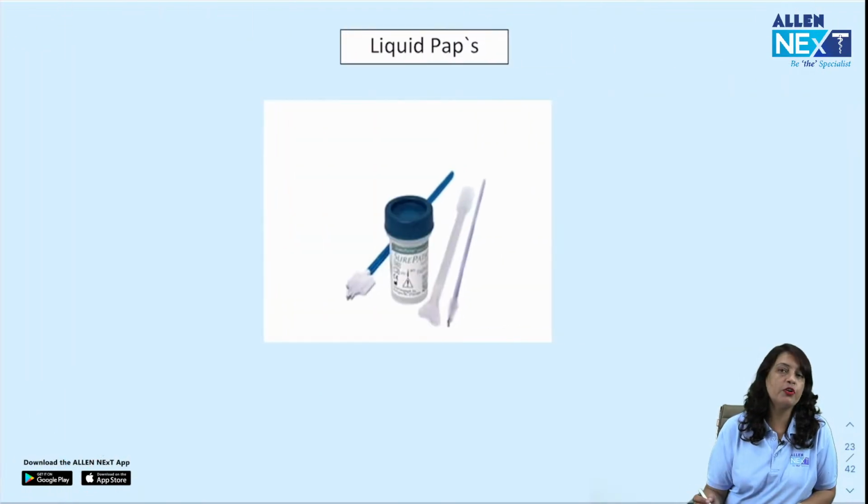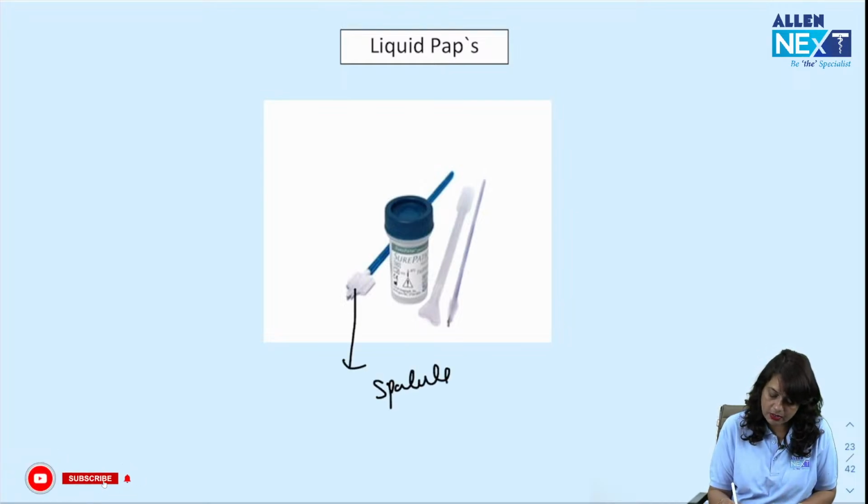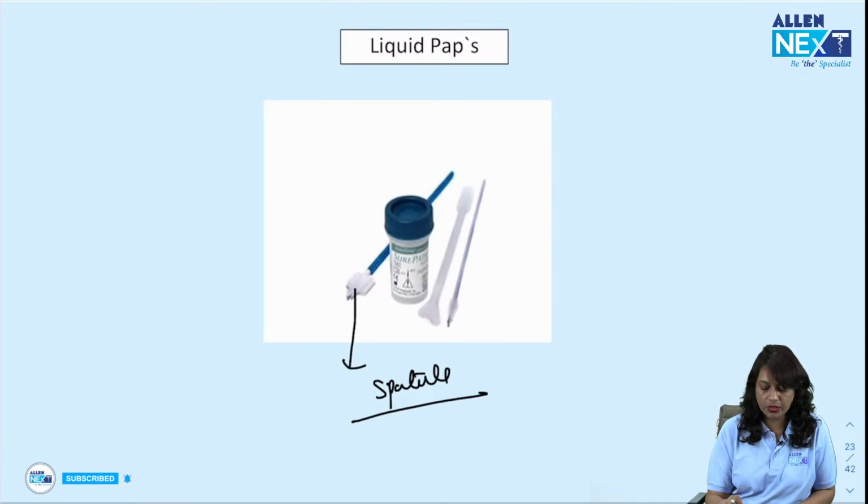Now this is liquid based cytology, where we use this spatula to take the smear and we put it in this bottle which already contains a fixative.